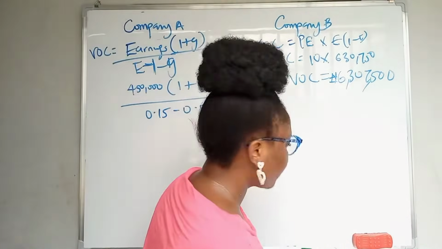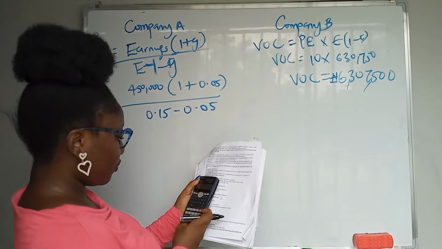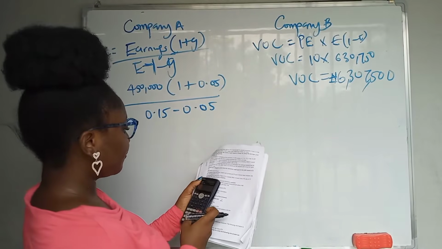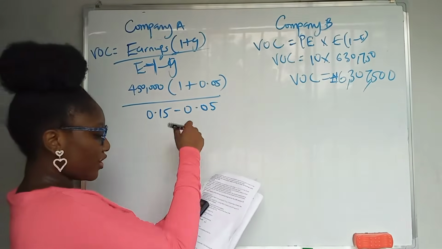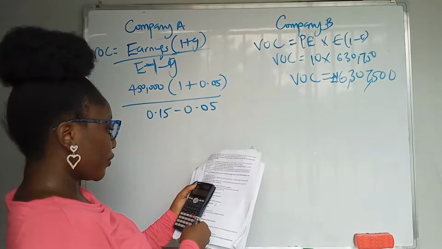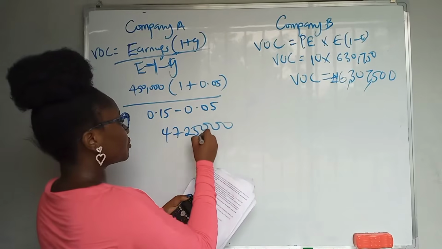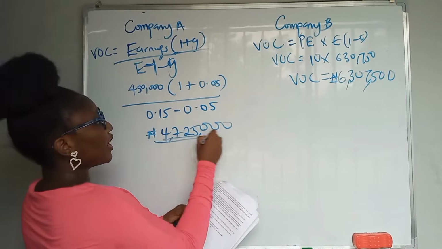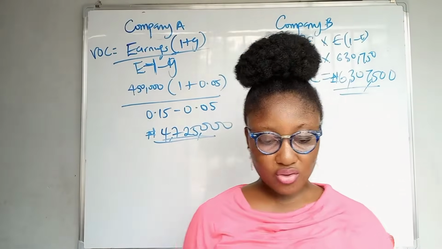Then let's put this in the calculator. That's 450,000 times 1.05. That's 472,500 divided by 0.10, because when you do 0.15 minus 0.05, you get 0.10. Like 15% minus 5%, right? So divided by 0.1, that's 4,725,000. So this is the value of company A and this is the value of company B, right? So that makes sense. Let's solve a more complex question.